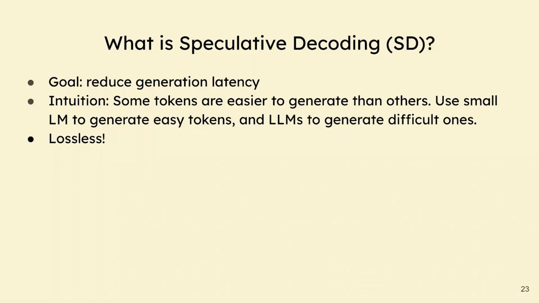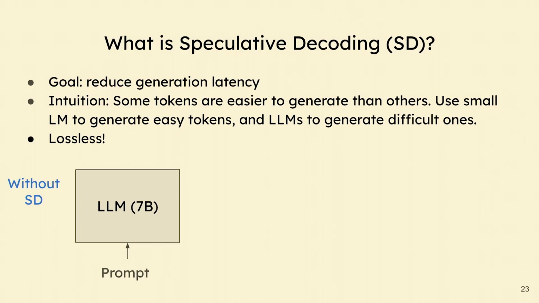Before I dive into the feature, let me give you a recap of what speculative decoding is. We think it's an important feature because it helps reduce LLM inference latency. The intuition is that some tokens are easier to generate than others. So instead of using the large language model to generate all the tokens, we use a small model to propose the easy tokens, and the large model to generate the difficult ones.